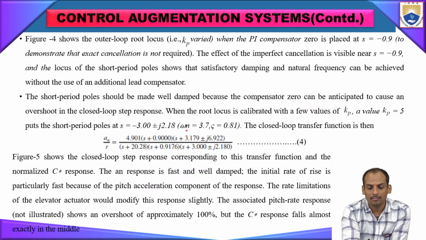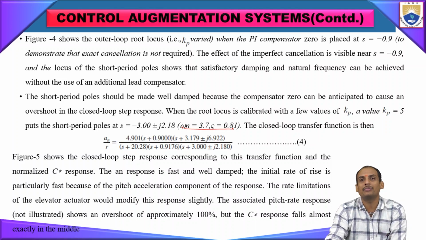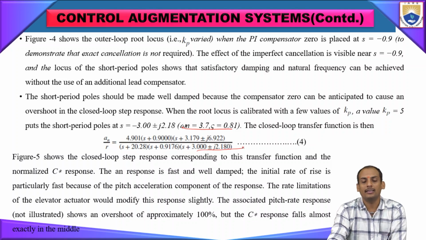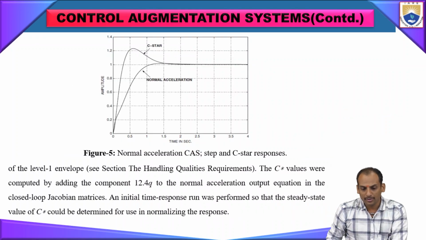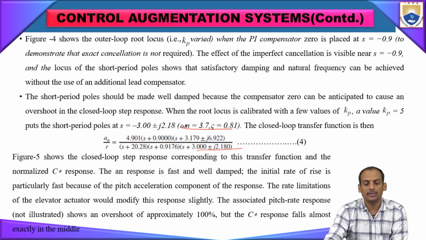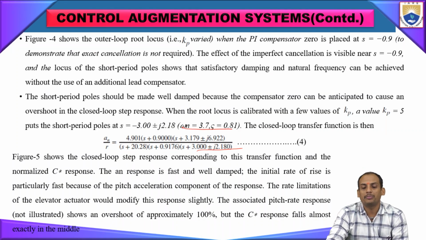So for here the short period and phugoid mode values will be like 3.7, and the damping ratio will be 0.87 only. So the acceleration to roll rate transfer function will be designed like this. Figure 5, if you see here again, the normal acceleration step response, shows the closed loop step response for the above transfer function. The response will be fast and well damped.